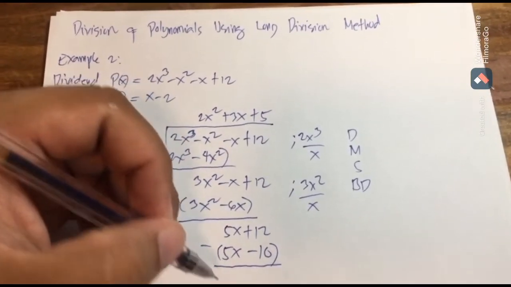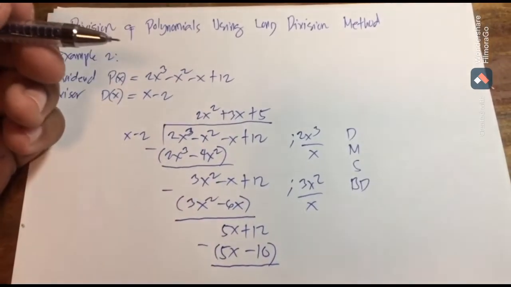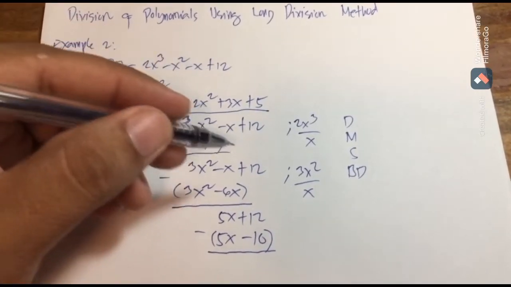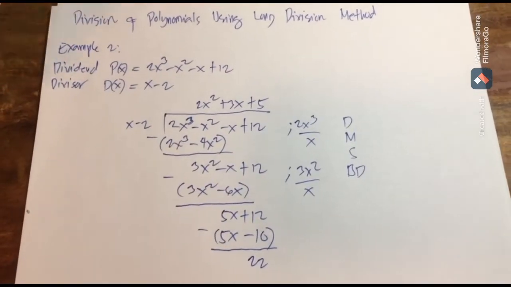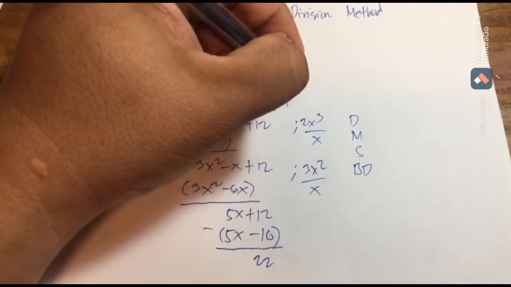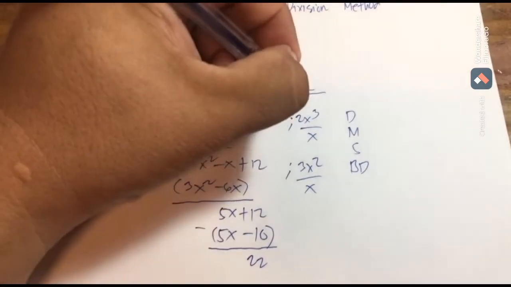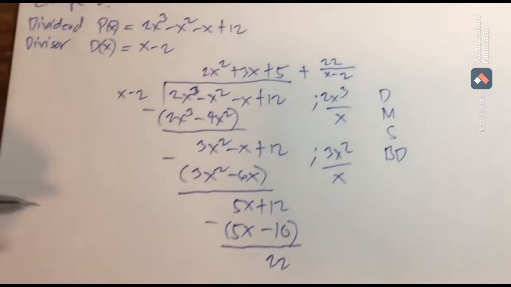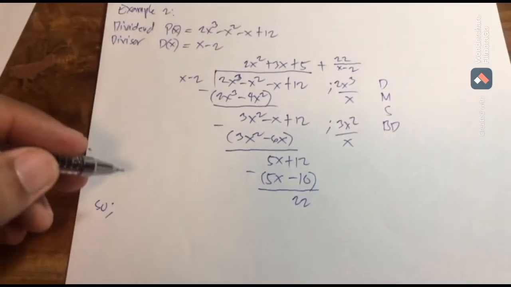5x minus 5x is 0. 12 minus negative 10 is what? Oh, we have the remainder. Our remainder is positive 22. So with this quotient plus remainder of, say, 22 over our divisor x minus 2, we will rewrite our answer.